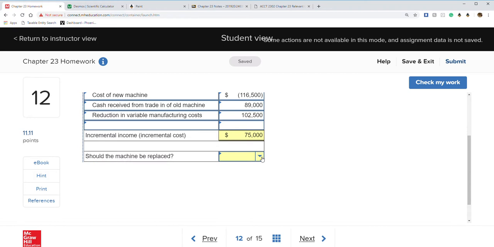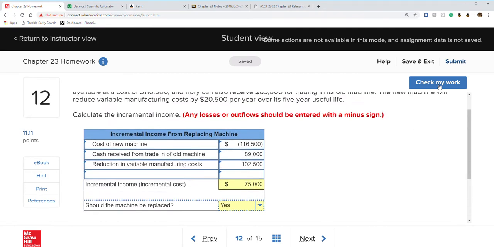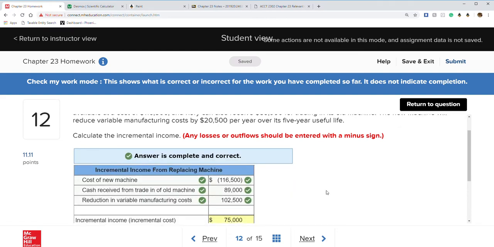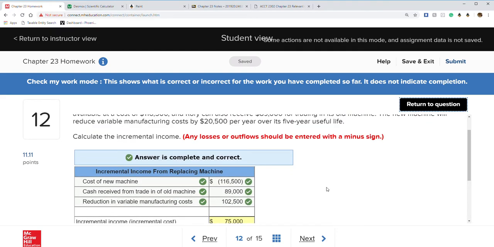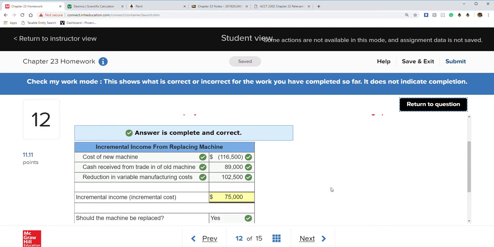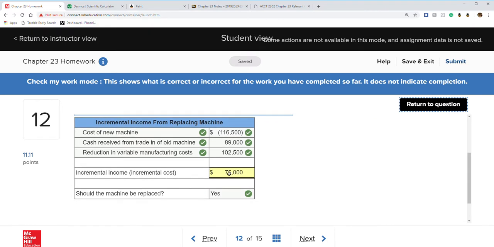And should the machine be replaced? That's a big 10-4, good buddy. It's making us 75,000 over the next 5 years. We are correct. Okay, and that's all that machine is. All we're doing is comparing. If this is positive, then we're good. Again, it covers the cost of the machine. All right.